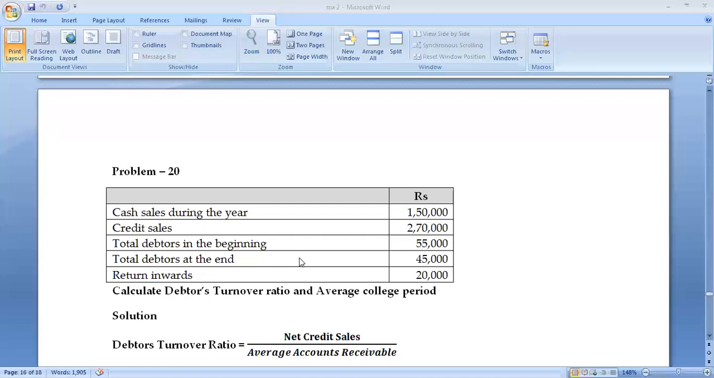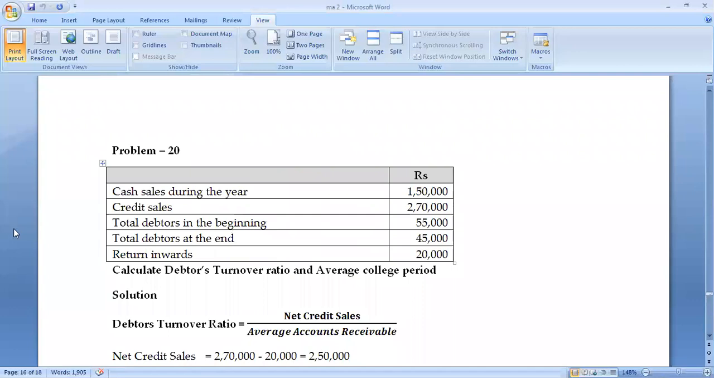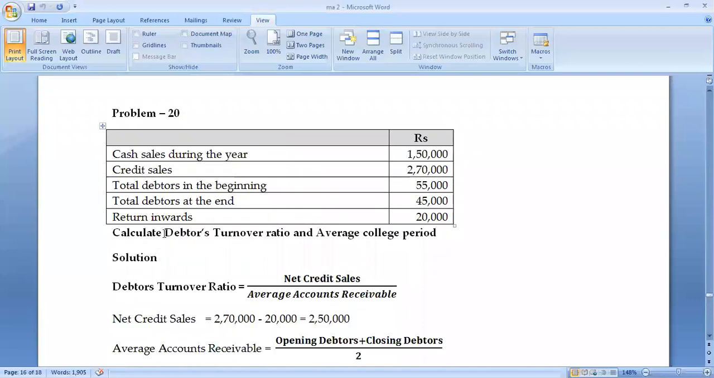So here, in the case of the problem, they've asked you to compute the debtors turnover ratio as well as the average collection period. Before calculating, know what this debtors turnover ratio actually is and what this average collection period actually is. Unless you know the meaning and the exact formula to be applied, it is impossible to go ahead with the turnover ratios. So what is the debtors turnover ratio?